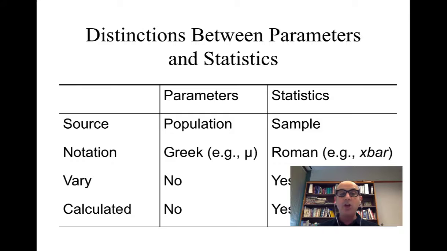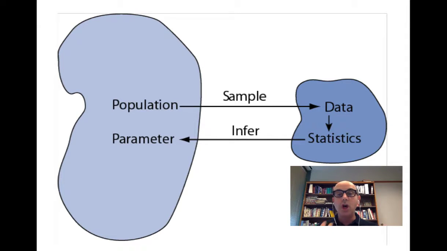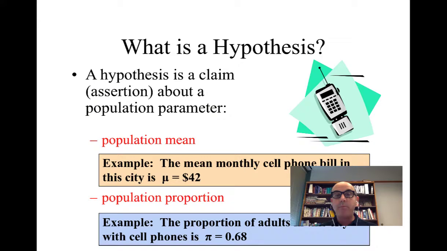When we are talking about the population, in comparison we are talking about a sample. The notation is the Greek mu for the population. In Roman letters, for a sample, we are talking about x bar. Again, this is the big picture of the population and the sample.